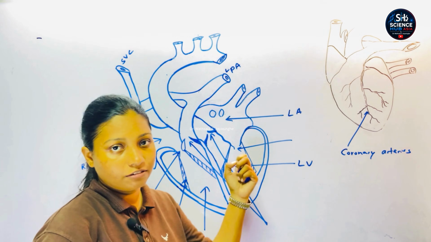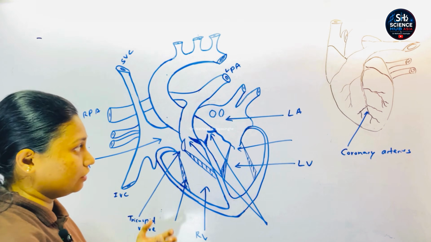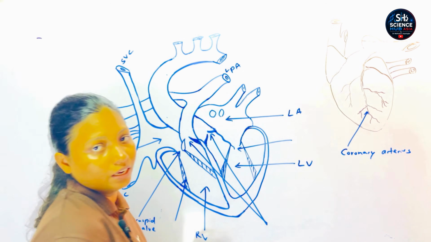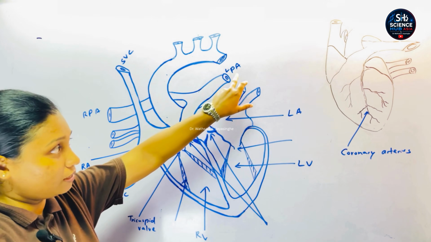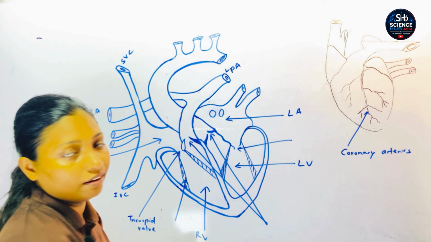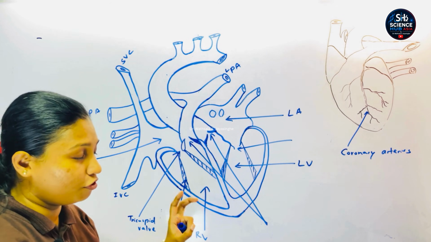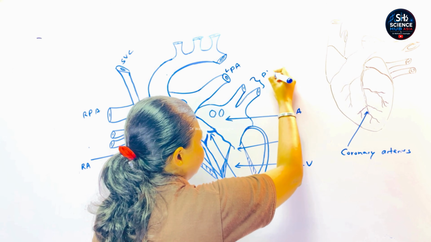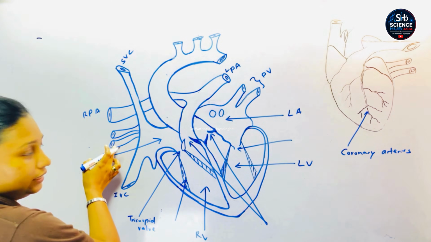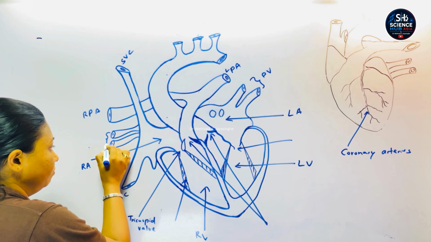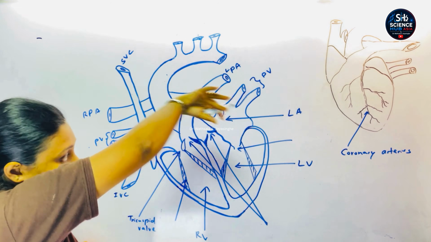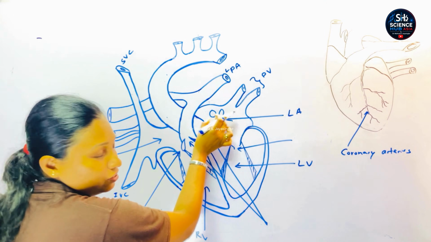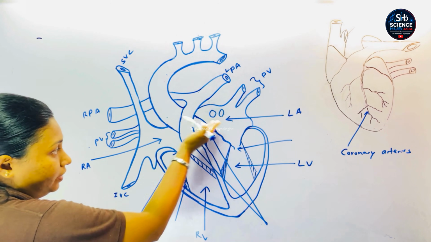So from the lungs, the blood will be oxygenated, and oxygenated blood will be brought to the left atrium through the pulmonary veins. So in the human heart, we have 4 pulmonary veins. So these are the pulmonary veins, and also on this side you can find pulmonary veins. They will go behind the heart and come back to the left atrium. So these are the openings of these pulmonary veins.